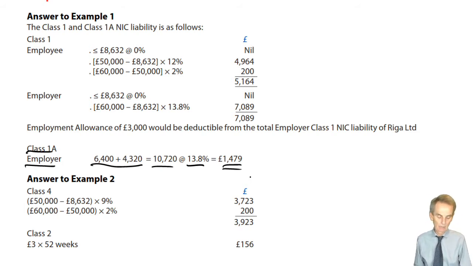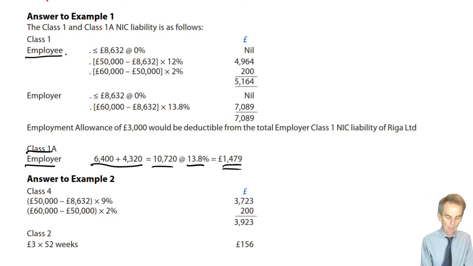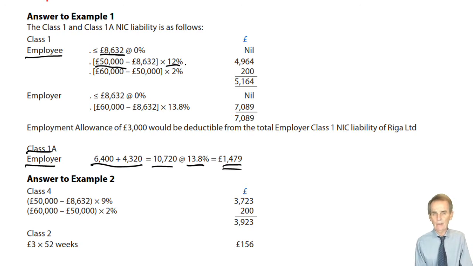The main amount of NICs will, of course, be Class 1. Firstly, for the employee. Lower limit and upper limit this time. So what have we got? Lower limit 8632, below which we do not pay. So nothing on the first 8632. Above 8632 and up to £50,000, your main rate of 12% there. Over the £50,000 upper limit, we've gone up to 60 there, so a further 10,000, pardon me, at 2%.